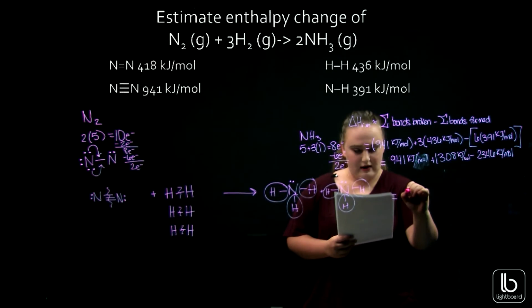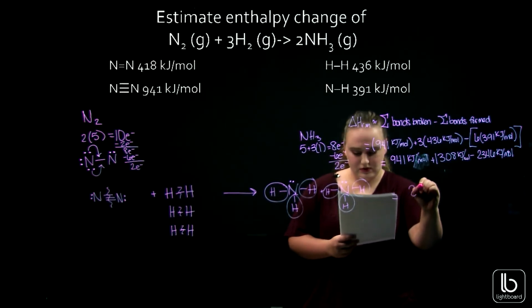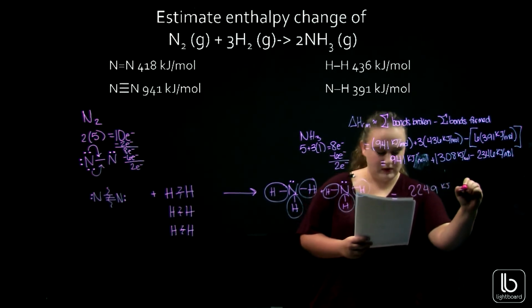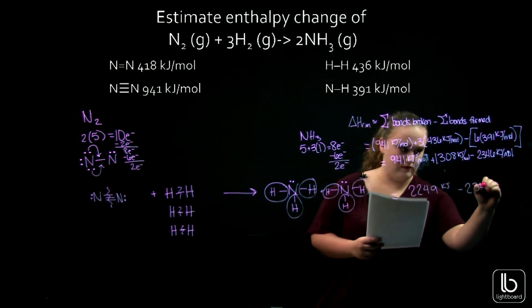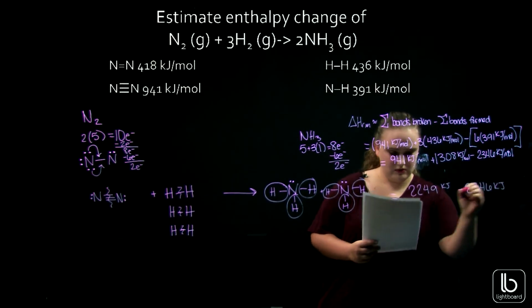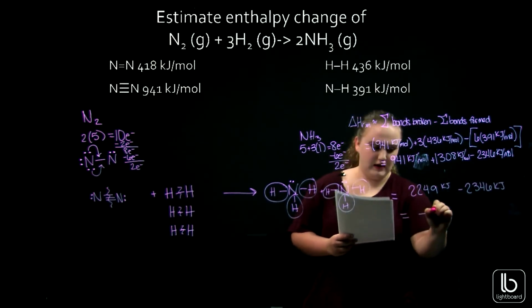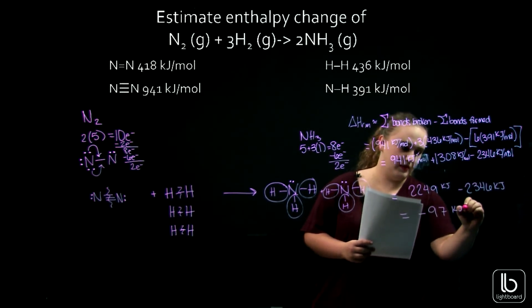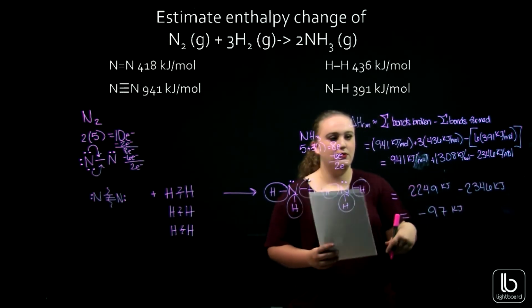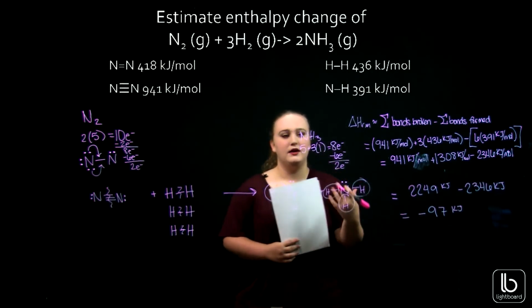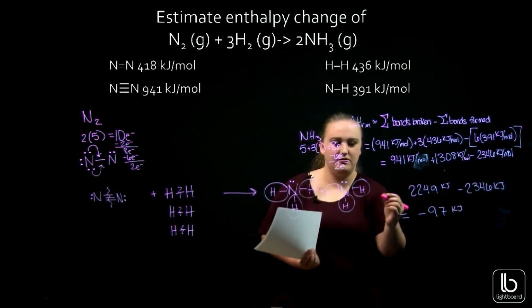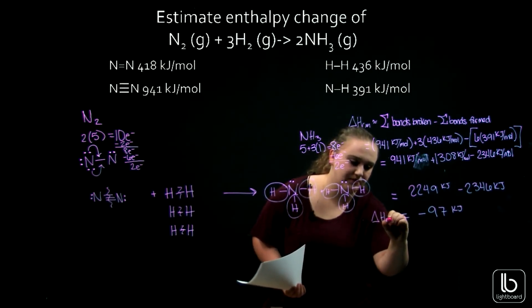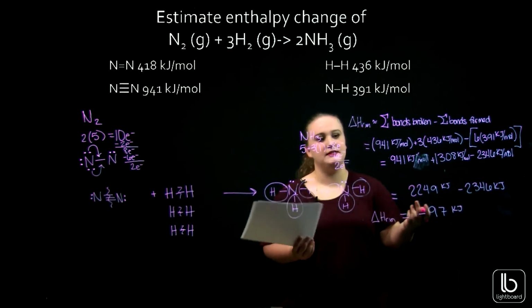So now I have 2,249 kilojoules minus 2,346 kilojoules. And now I'll have negative 97 kilojoules per mole of N2, or I can divide this by 2 and find the delta H of reaction for every mole of NH3 formed, whatever your question is telling you.